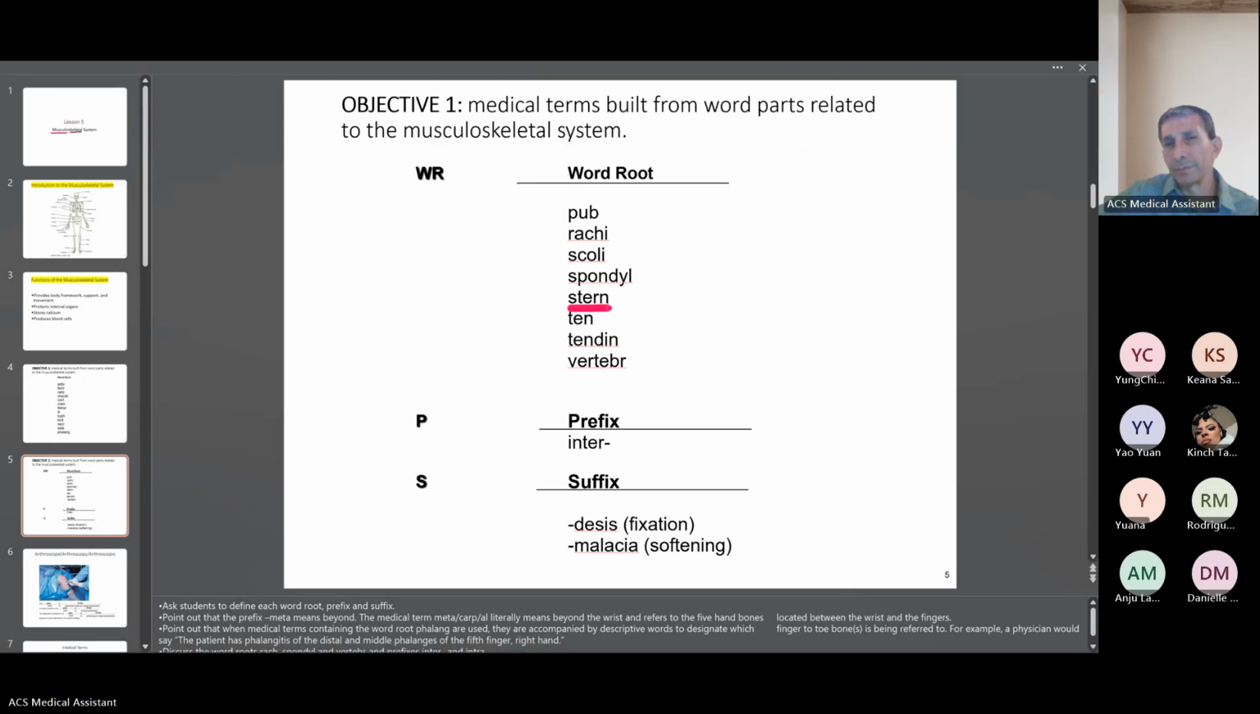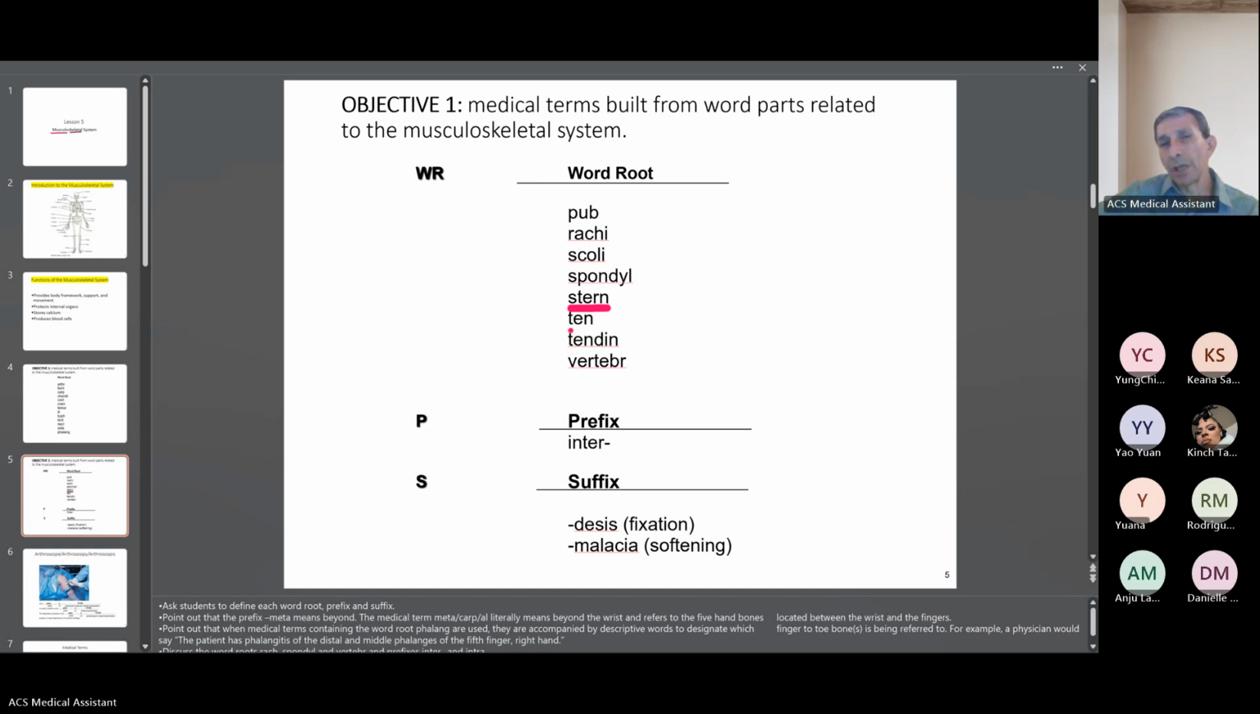Stern. This comes from sternum. This is the chest bone, the breastbone. Sternum, breast or chest bone. This bone right here, where the ribs attach to in the front.